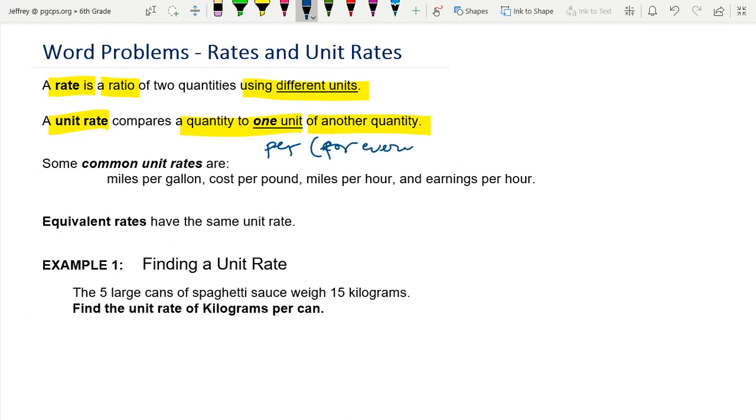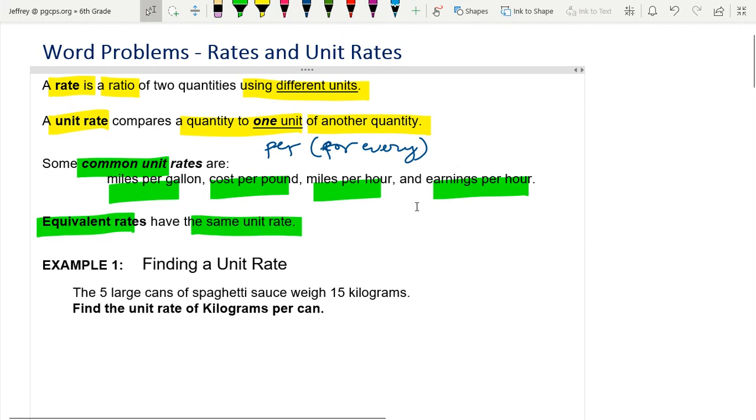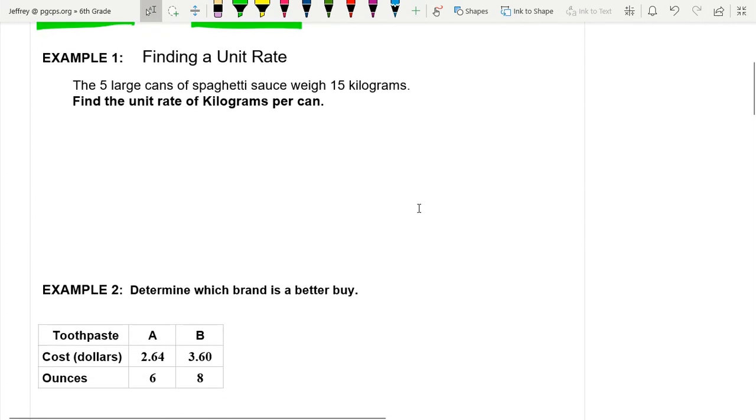The words for every separate those two quantities. Some common unit rates are miles per gallon, cost per pound, miles per hour, and earnings per hour. Equivalent rates means they have the same unit rates. Make sure you watch a previous video about rates and unit rates. Now, let's do our first problem.